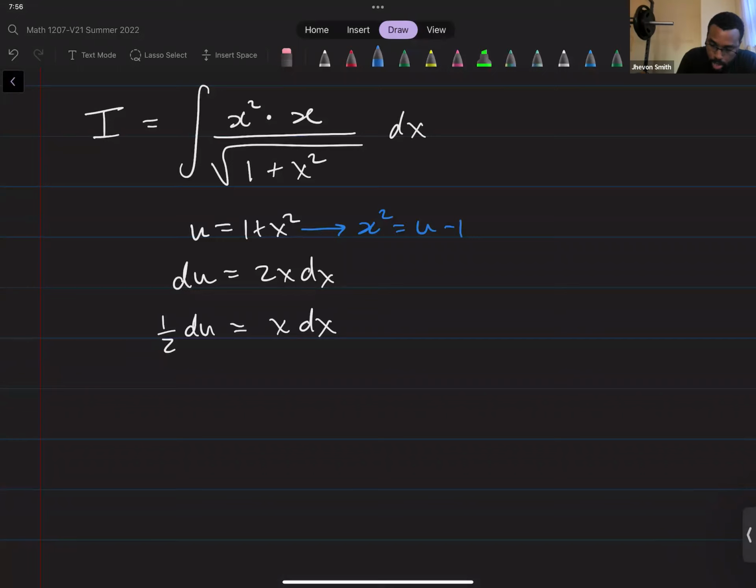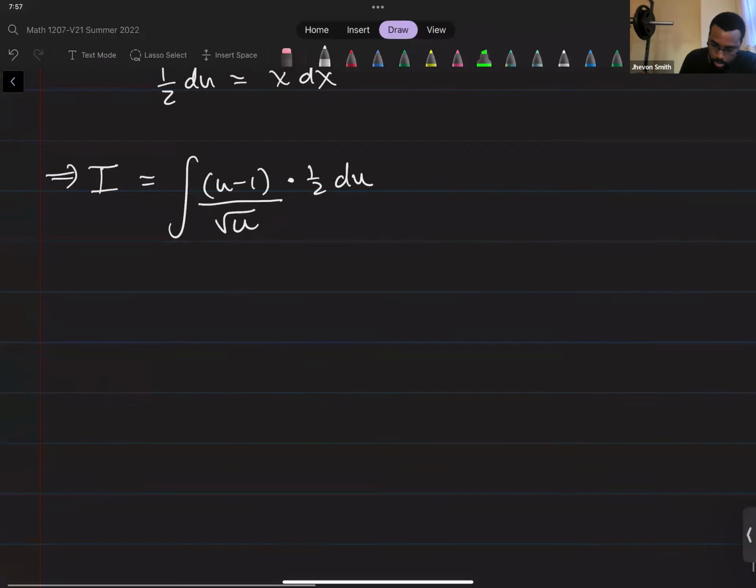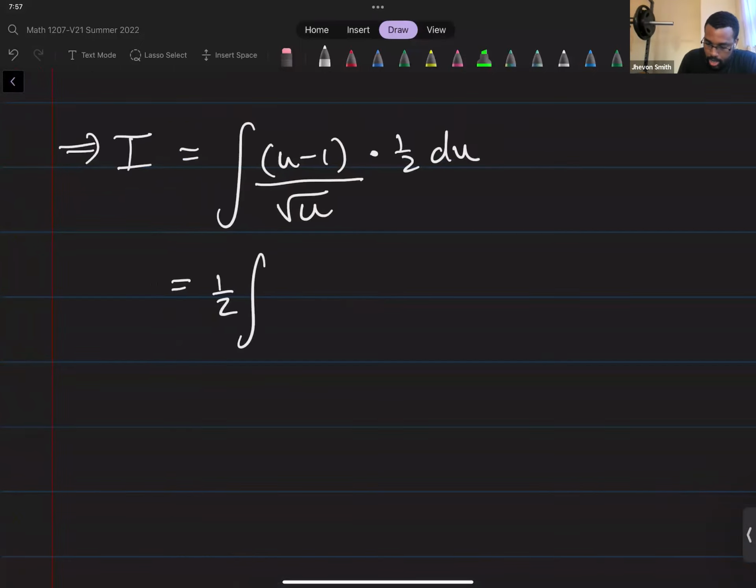And so I'm just going to go in and swap those guys out. The x squared is going to be u minus 1. My x dx is going to be one half du. In the denominator, I'm going to have a radical u. So at that point, I have a half here, and I have u minus 1 over the square root of u.